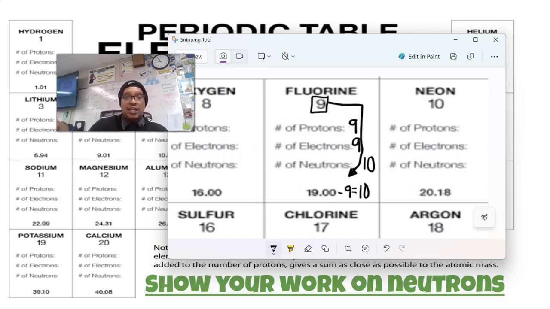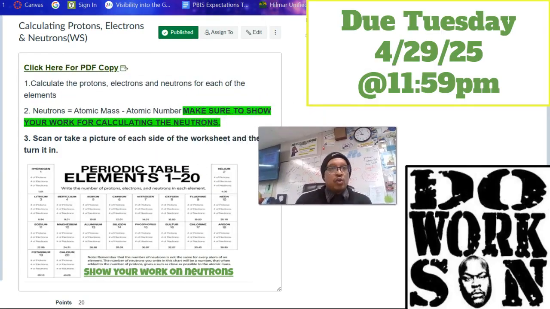Complete the worksheet, scan that thing, and turn it in. Last thing that we're going to do. All right, cool. So make sure to get this worksheet. And again, you just need to scan it and turn it in. Don't lose the worksheet. Keep it. Make sure to show your work for the neutrons, okay? The other parts, you don't have to show your work. But again, show your work for the neutrons.